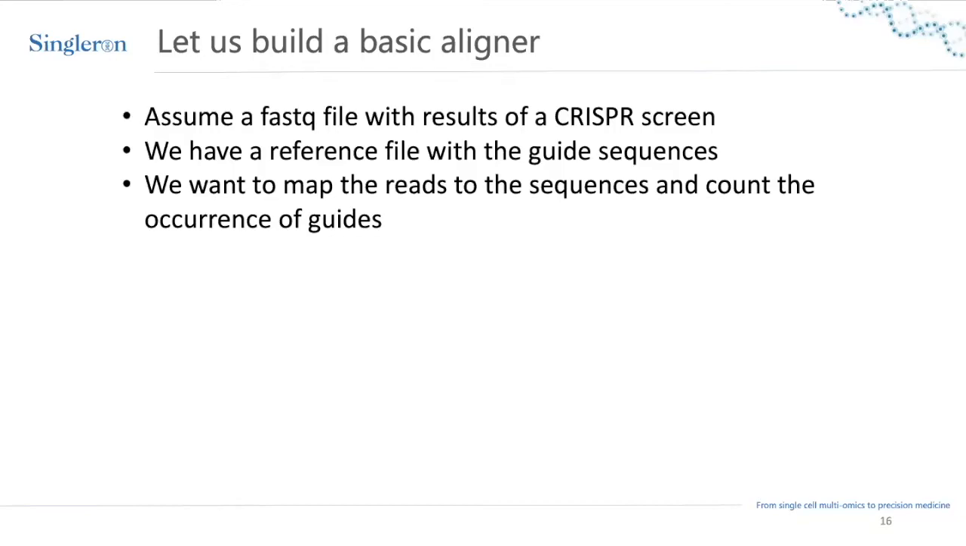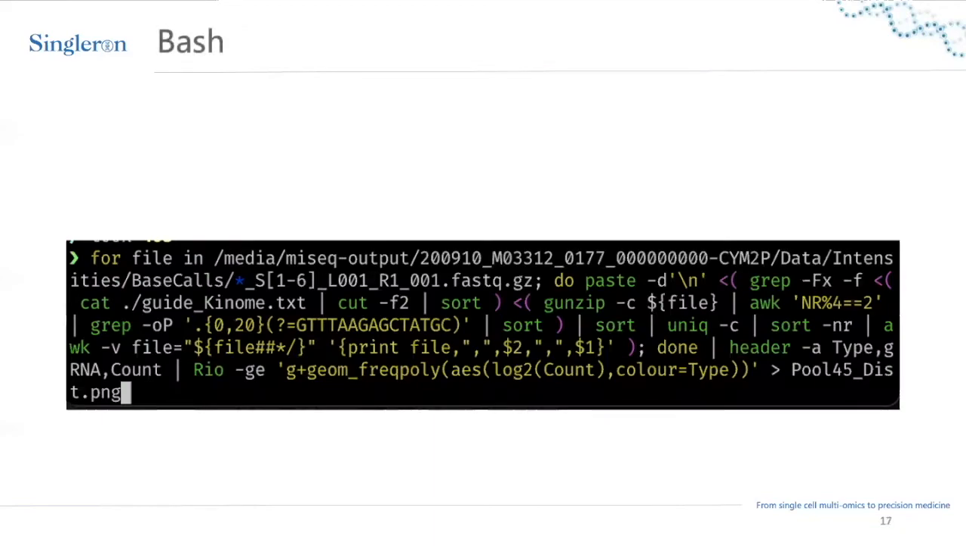So let's build something basic. If you have a FASTQ file with CRISPR, let's say you did a CRISPR screen, you have some guides, and you have a reference file containing the guide sequences. What you can do is run something like this. You can have a command in bash that's going to extract your guides from the FASTQ files and attempt to match them to your reference file. And then it will also generate counts. So per guide, how many counts are left per condition, and then we'll generate a little distribution curve.